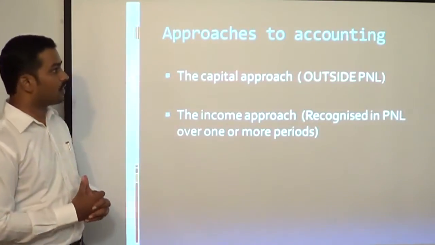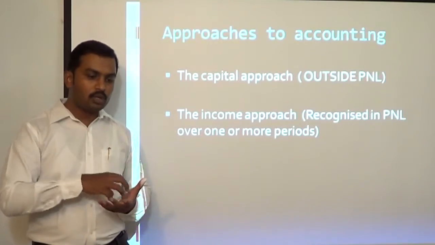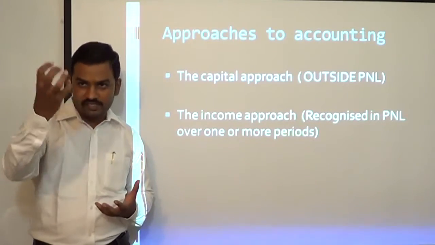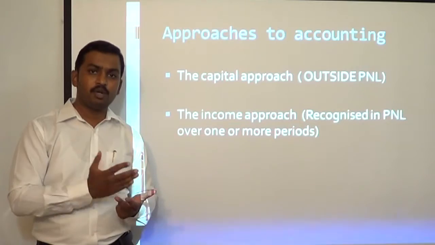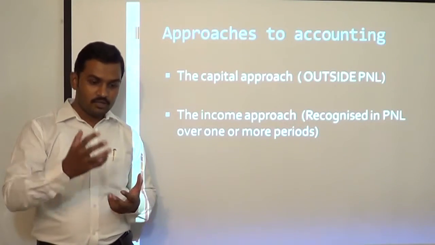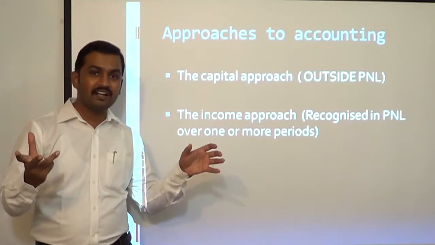Next, approaches to accounting. Let us suppose the recognition principles are met. How to do accounting for government grant in our books of account? We are receiving some resources. The resource can be cash or it can be non-monetary assets. So when I receive these resources, I will debit cash or I will debit asset. I will credit government grant.